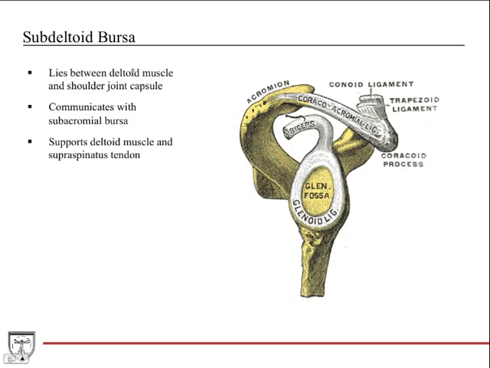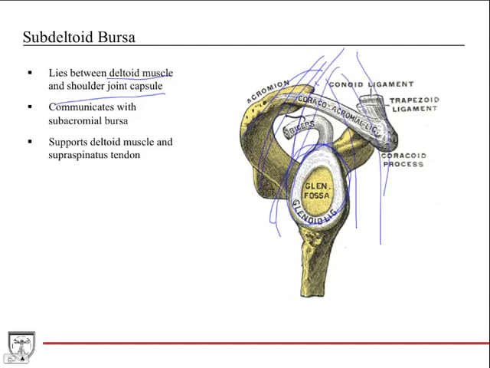Subdeltoid bursa lies between the deltoid muscle and the shoulder joint capsule. So the shoulder joint capsule would be about here, coming off the glenoid fossa. The deltoid muscle is running over the top here like this, so it's in between this muscle and the glenoid. It communicates with the subacromial bursa, which is up here, like we talked about on the previous slide. It supports the deltoid muscle and the supraspinatus tendon as well.